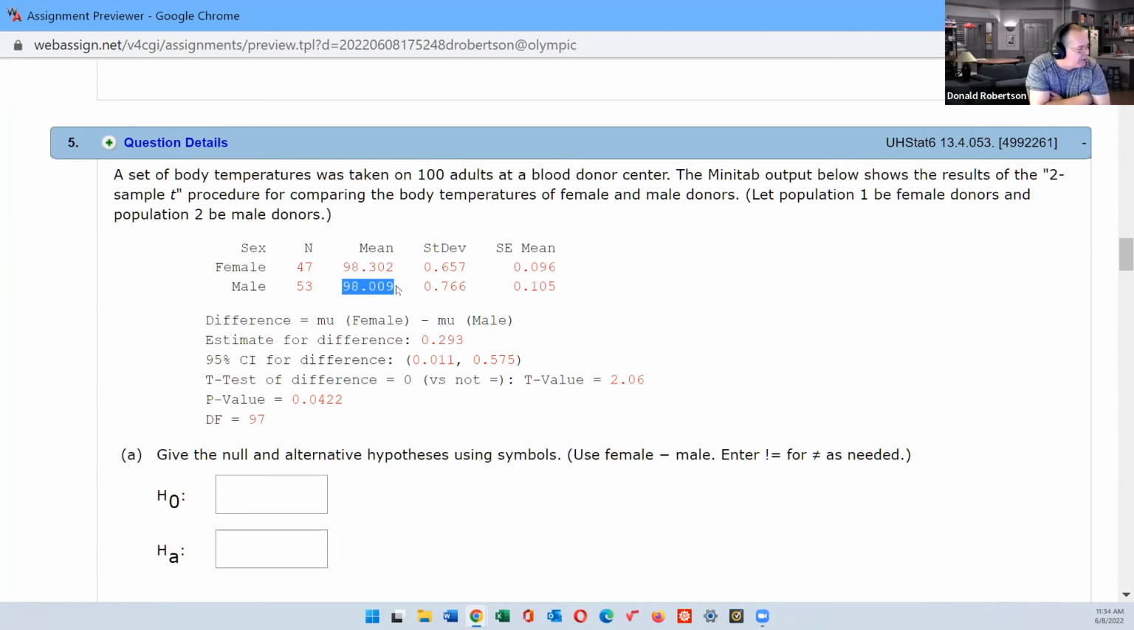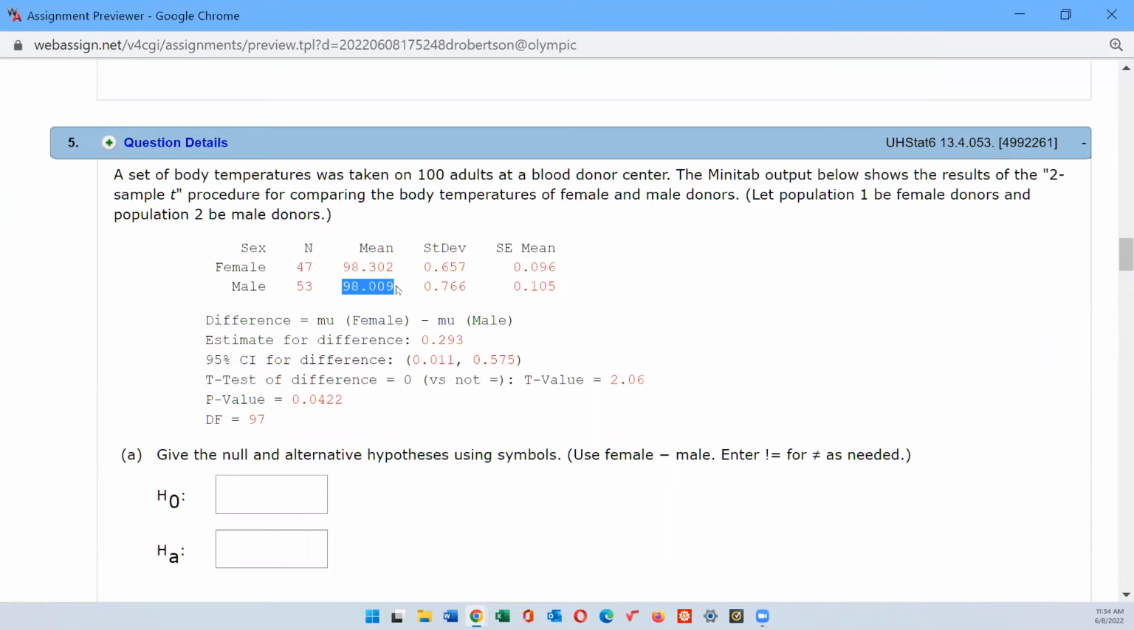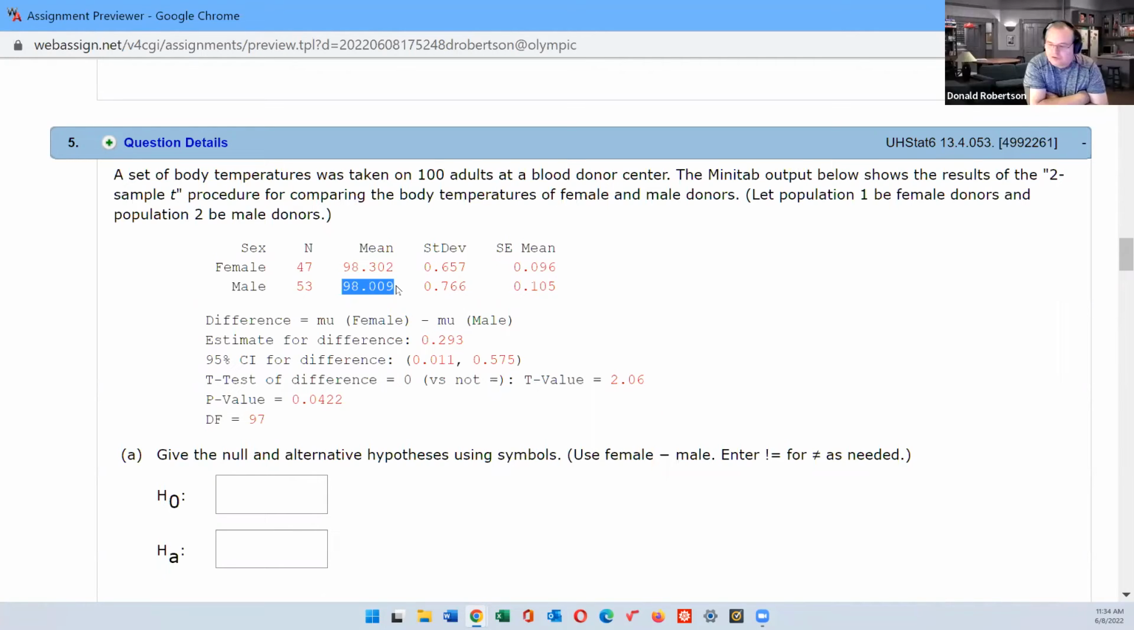Now, I don't know if that's just this sample. Anybody in the nursing world, are women's bodies a little bit warmer than men's bodies? Is that a typical thing? Or are they both the same? I don't know, my body's like an oven, a furnace. Well, that's just because you're sick.